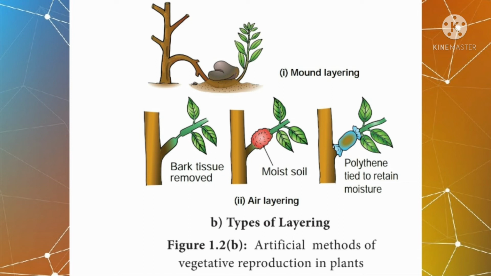But in the air layering technique, in the second diagram, we are choosing the branch not from the bottom side. We are choosing the branch at the tip, and we make a girdle and remove the bark region. Then it is applied with a root inducing hormone and mud soil, and it is tightly bandaged with a polythene sheet. Once the root is produced, it will be cut from the mother plant, and the branch is allowed to grow into a new plant in a separate pot.